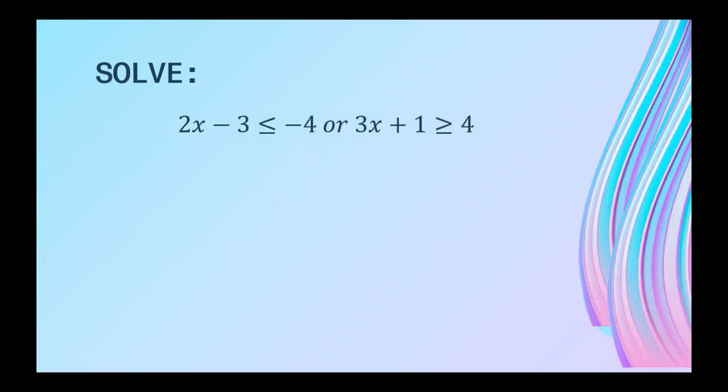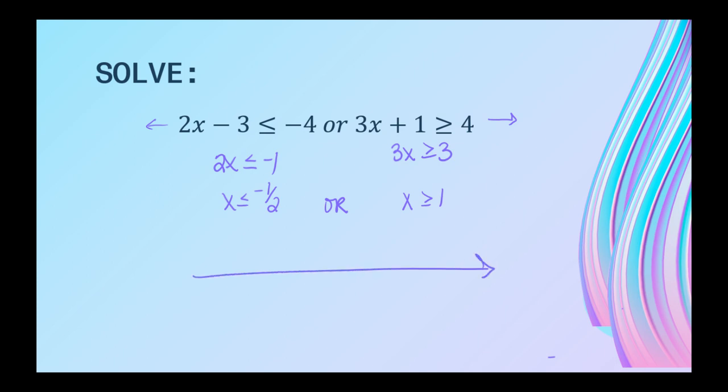One more or. So this one's going to be split. Remember that or means it's going in opposite directions. So I'm going to solve each one separately. So here I'm going to add the 3, and negative 4 plus 3 is negative 1. So then I'm going to divide by 2, and x is less than or equal to negative 1/2. Or, and then I'm going to go do the other side. So I'm going to subtract the 1, and 4 minus 1 is 3. So I have 3x is greater than or equal to 3, which means that x is greater than or equal to 1 when I divide.